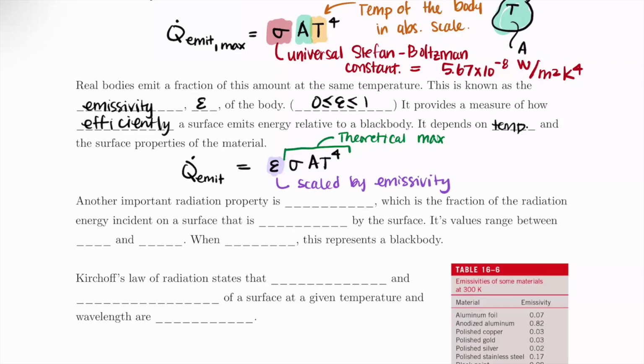Okay. There's another important radiation property, which is called the absorptivity. This is given the symbol alpha. And so this is the fraction of the radiation energy incident on a surface that is absorbed by the surface. Its values range between 0 and 1, just like emissivity. And when alpha is equal to 1, this represents a black body.